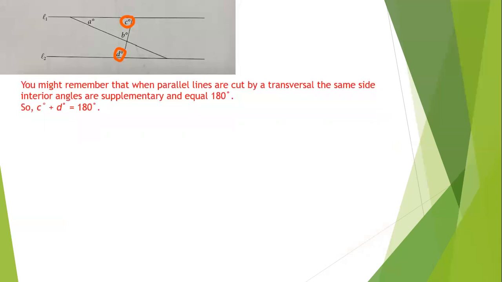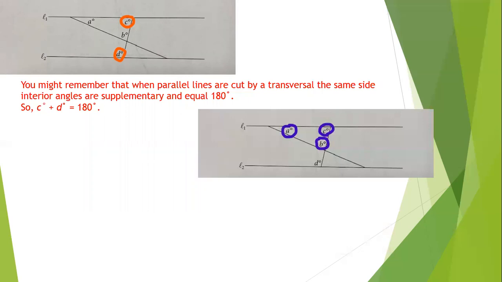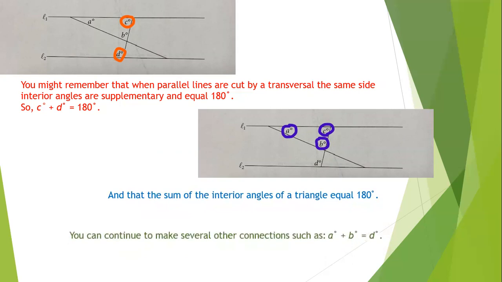You may remember that when you have two parallel lines cut by a transversal, same side interior angles are supplementary, so you can write an equation of C plus D is 180 degrees. You also might notice that A plus B plus C is a triangle, and that too would equal 180 degrees. And then you can make another couple connections, one of them being that A plus B would equal D, because C is the same in both. And there's several other calculations to make from there.